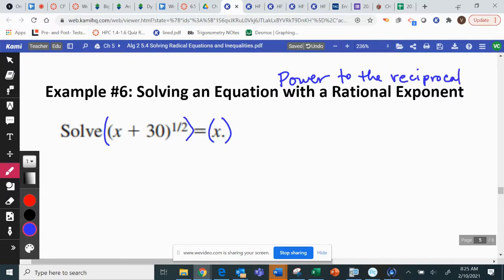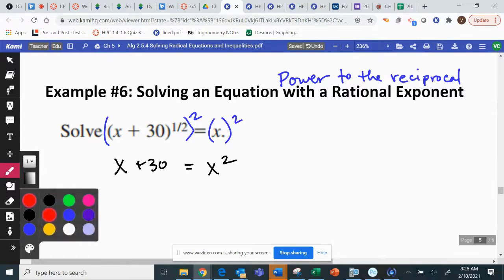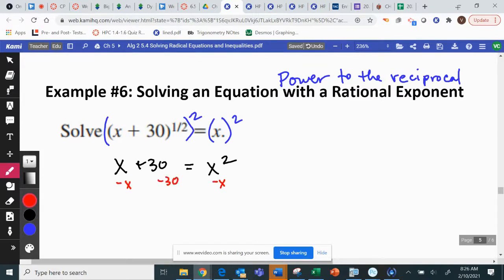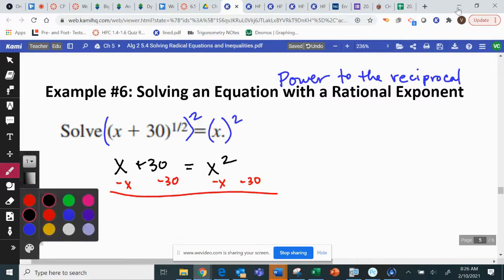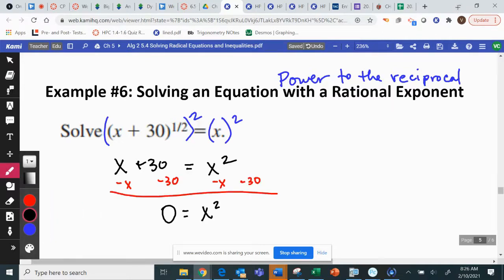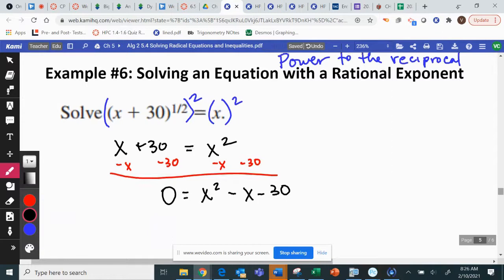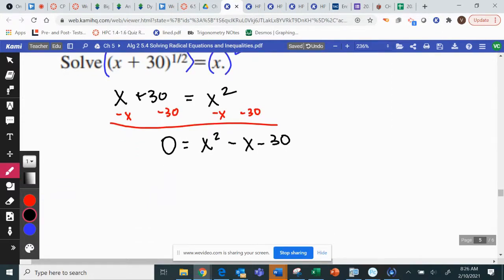Okay, so what's the reciprocal of 1/2? 2. So on this side, I'm going to get x plus 30. The other side, x squared. Now we're going to move all of this to one side. It doesn't really matter which side you choose, but I like to keep my x squared positive, because if it's positive, it's easier for me to factor. So I moved it to that side.